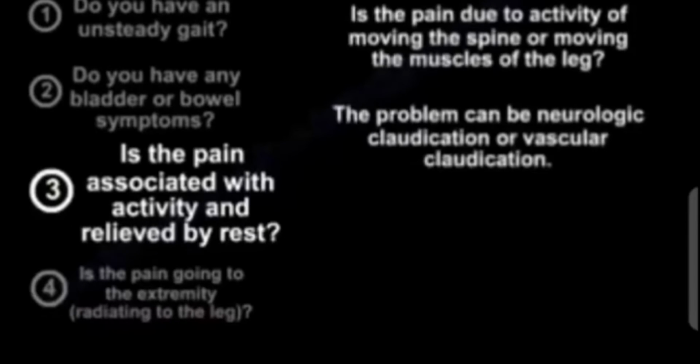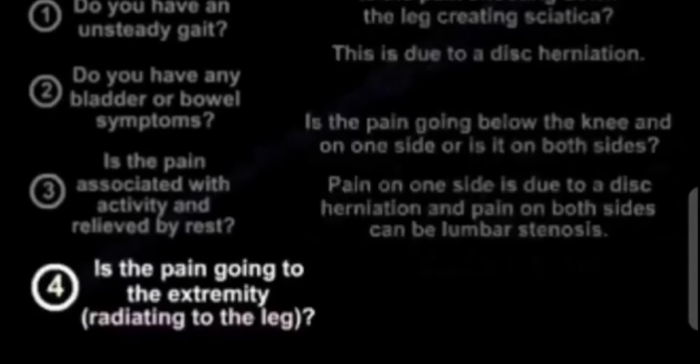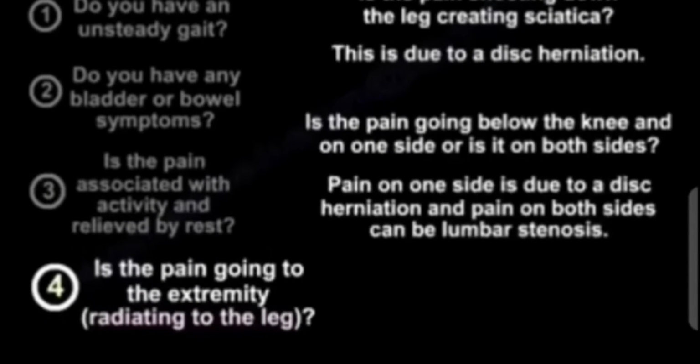Is the pain related to activity? Ask if it's activity of moving the spine or moving the muscles of the leg, because it can be neurogenic claudication or vascular claudication. Or is the pain shooting down the leg, creating what you call sciatica? That's a disc herniation. Is the pain below the knee and on one side or on both sides? One side is a disc herniation, both sides can be lumbar stenosis.